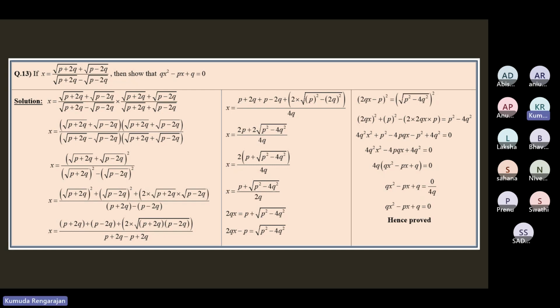Now complete all the sums. Going back to the assignment, that P by Q form, we have not discussed further. I want all of you to refer the method from the classwork notebook and complete it. Learn it and complete it. We'll discuss those answers in the next class.